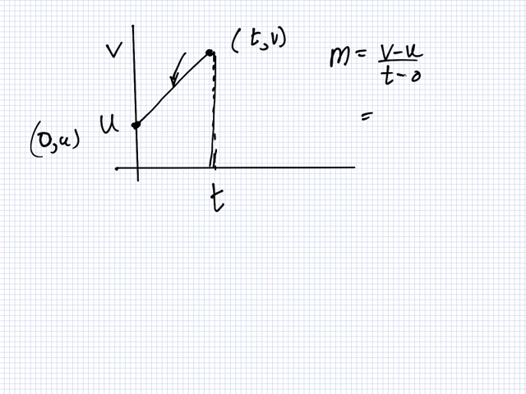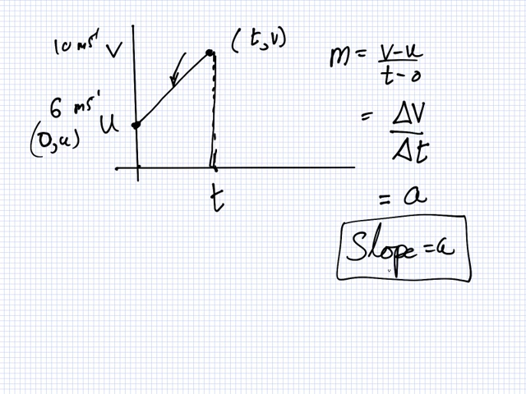For example, if this was 6 meters per second and this was 10 meters per second, what was the change? 4 meters per second. So this is actually the change in the velocity. And 0 to t is the time it took to change the velocity. So that's delta t. So what does that represent? Acceleration, yes. So the slope represents acceleration.